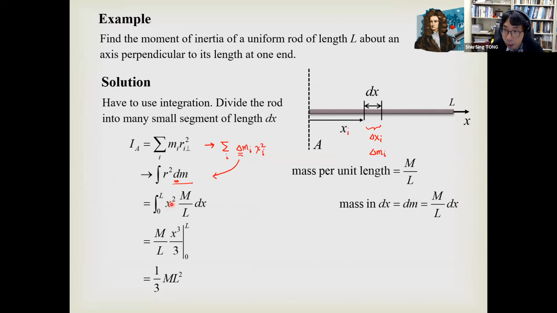I come up with the integration of x squared. The integration of x squared is, of course, x to the power 3 divided by 3. So that gives me 1/3 of L cubed. After canceling one of the L here, I get the final answer as 1/3 of M L squared. Okay. So that is the moment of inertia of the rod about one end.